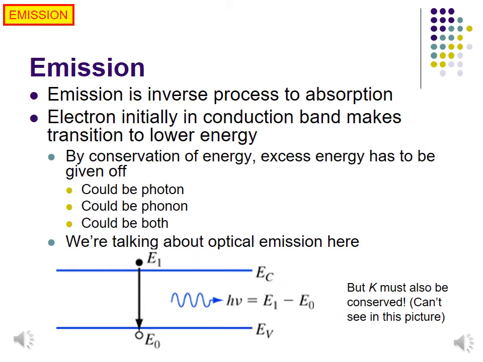Next, we will discuss emission. Emission is an inverse process of absorption. It is a recombination process in which an electron relaxes from the conduction band to the valence band. Under the energy conservation law, when the electron relaxes from the conduction band to the valence band, it will release energy. The energy can be released in the form of a photon, or light, or a phonon, which will be converted to thermal energy, or both. In emission, the recombination process will produce light.